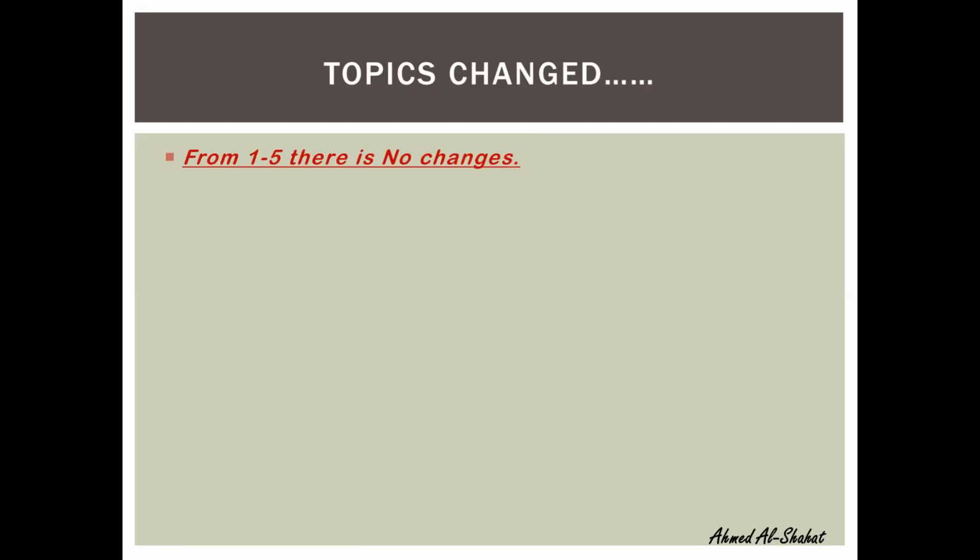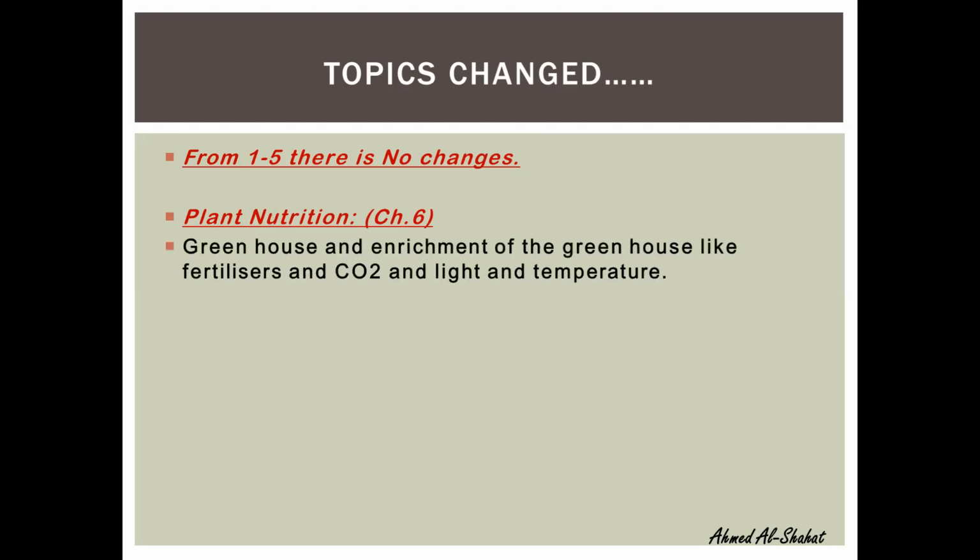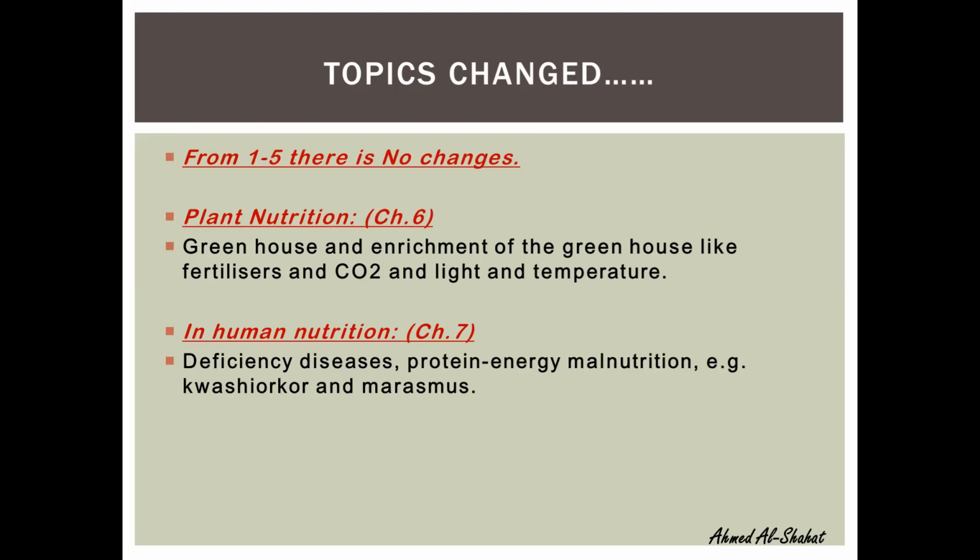Alhamdulillah, there are no changes in the topics from 1 to 5 at all. But in chapter 6, which discusses plant nutrition, we have some slight changes only in the greenhouse and enrichment of the greenhouse, like using fertilizers, carbon dioxide, light, and temperatures, and so on. Only this part was removed from plant nutrition. While in human nutrition, or as we usually say, the digestive system, we have some changes. The part which discusses protein malnutrition diseases like marasmus and kwashiorkor, which are deficiency diseases, was completely canceled.